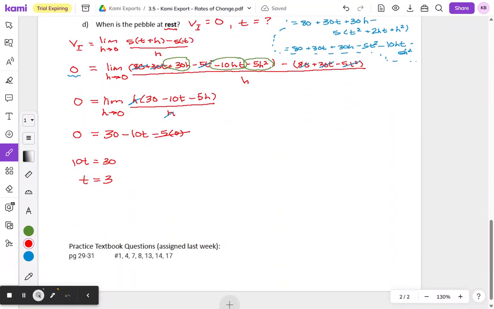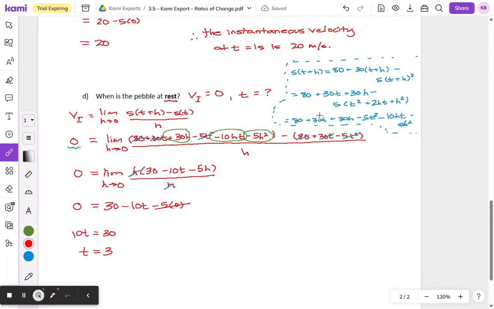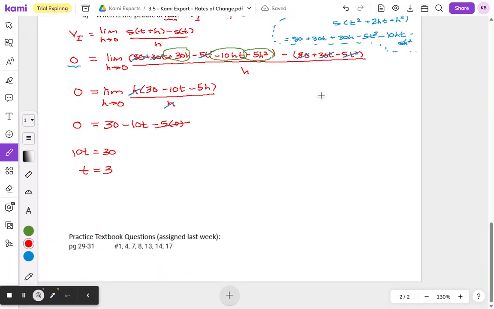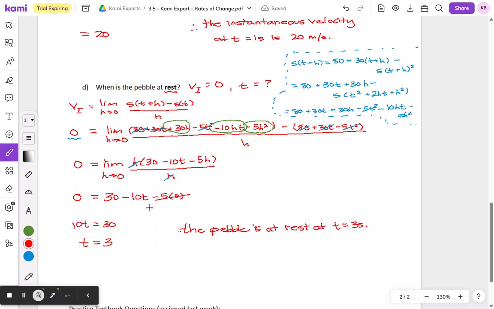So we'll write the final statement, and then you guys can move on to the assignment. So the pebble is at rest at 3 seconds. Okay, there's our concluding statement. All right. Good luck with the assignment.